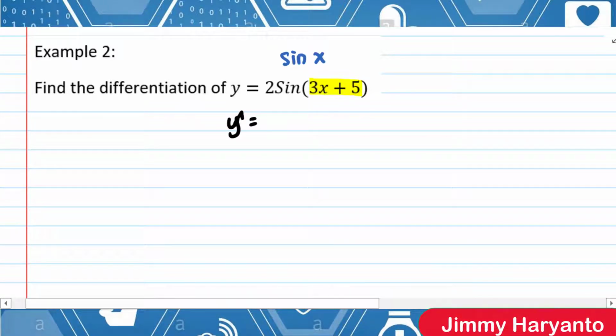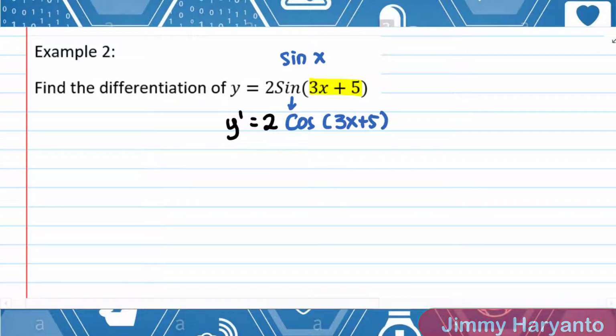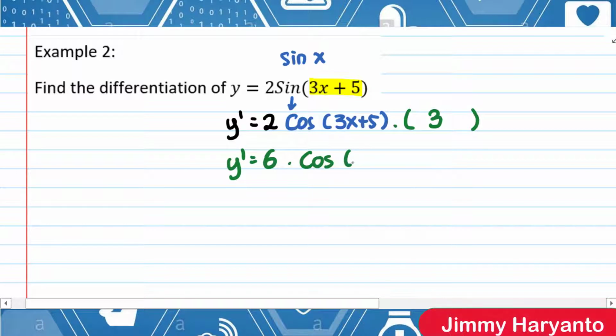So y accent equals to, remember, the rule of the chain rule is that differentiate the outer function first. The outer function is sine, right? Sine differentiated into cos. So you will say cos 3x plus 5. This is the differentiation of the outer function. Do not forget to times it with the differentiation of the inner function. The inner function is 3x plus 5. 3x plus 5 differentiated into 3. And the final result is 6 times cos 3x plus 5. There you go.